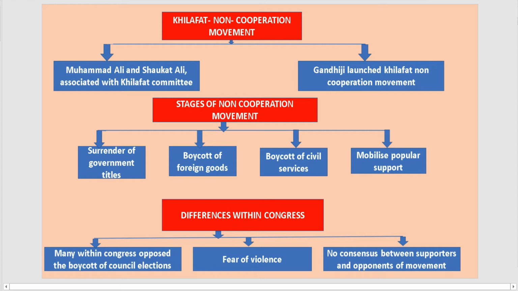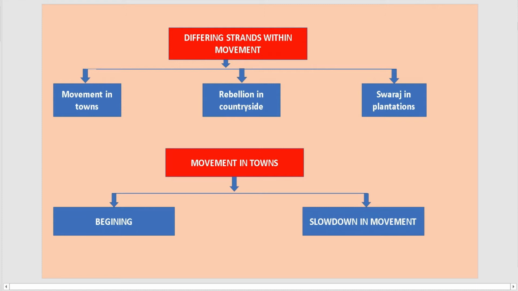It is the differences within Congress. At this time many within Congress opposed the boycott of council elections, even feared violence, and there was no consensus between supporters and opponents of the movement. Next, move to the differing strengths within the movement. Here also, related to this movement in different places, how the people reacted. First of all, movement in towns, and then rebellion in countryside. After this, Swaraj in plantations.